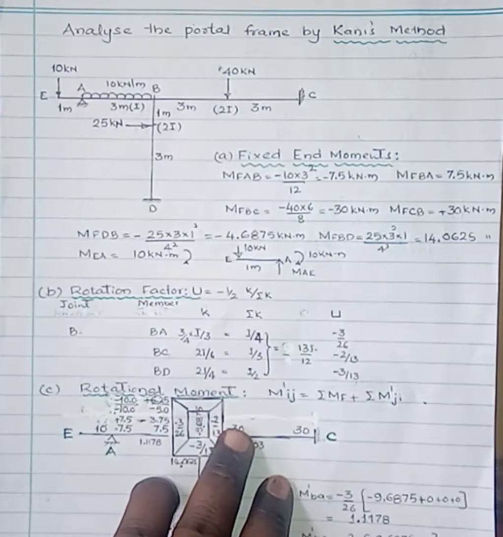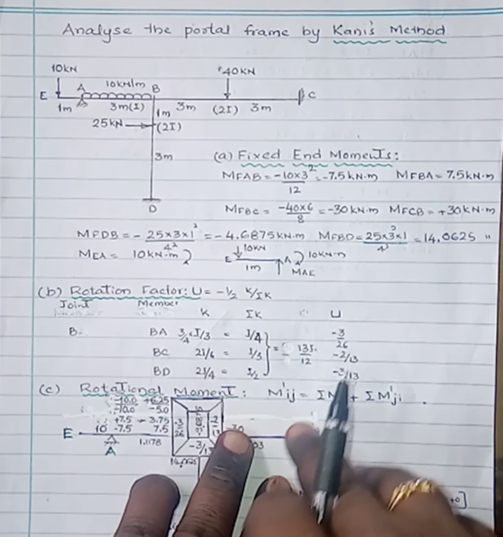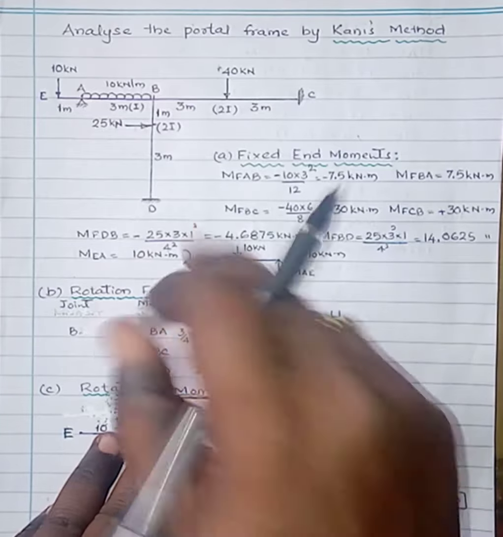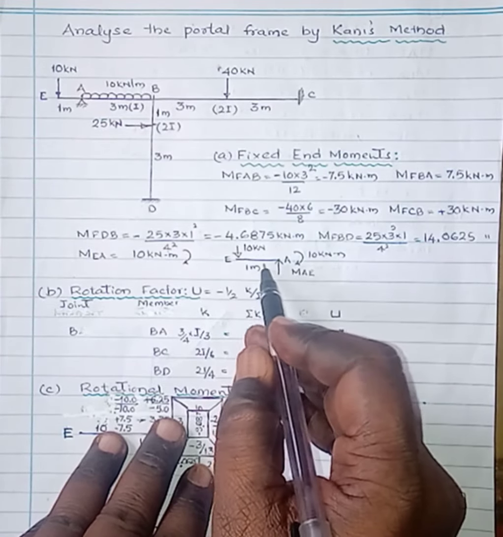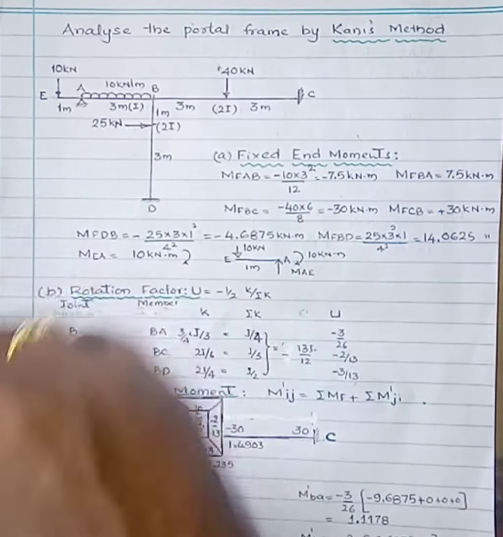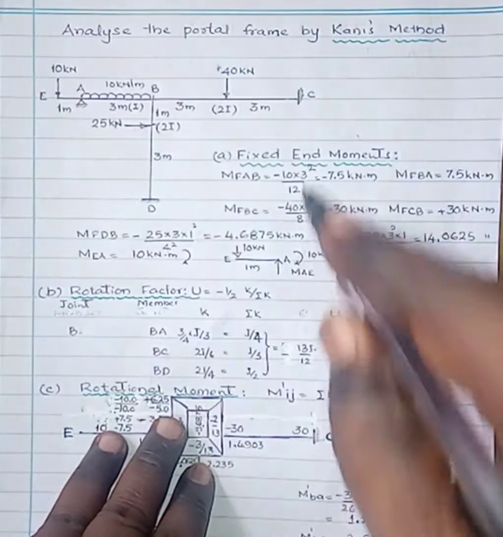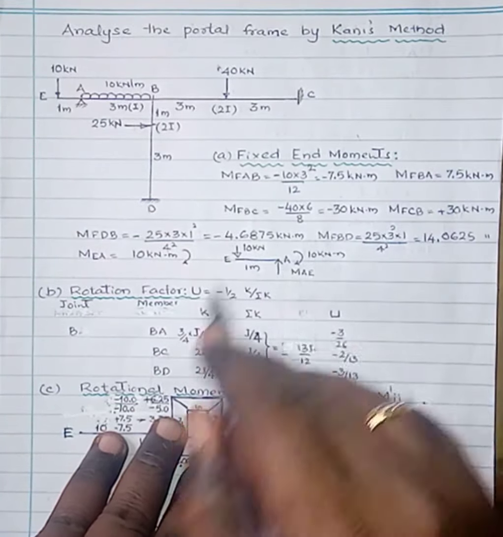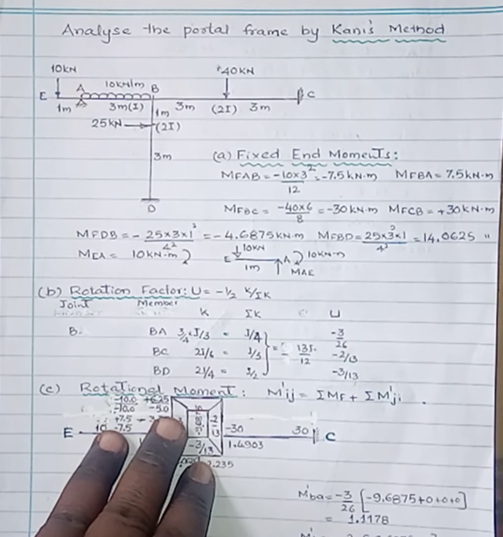Here A to E is an overhang over a length of 1 meter and is subjected to a point load of 10 kilonewton. Then you have to convert that into a resisting moment. The resisting moment is 10 into 1. The actual moment is in the anti-clockwise direction, but we want the resisting moment that is acting in the clockwise direction.